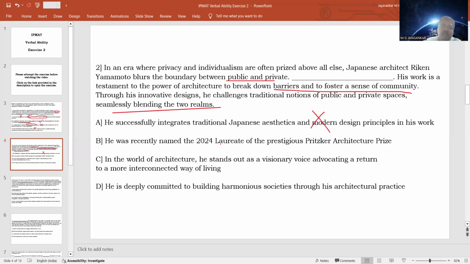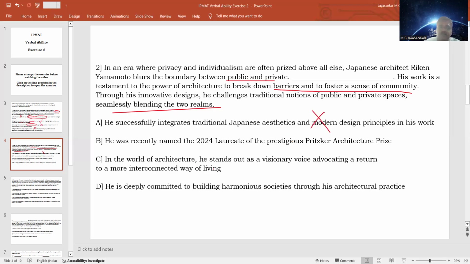Option B, he was recently named the 2024 laureate of the prestigious Pritzker Architecture Prize. So this being an introduction, and this being a second sentence, this may be a likely option because it is talking about an achievement that he has got, that is, he got the laureate prize. So probable answer, even though it is not connected with the logic that is stated here, it is talking about an achievement that he has. So we will keep that in mind.